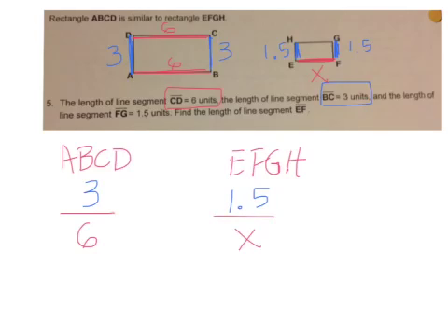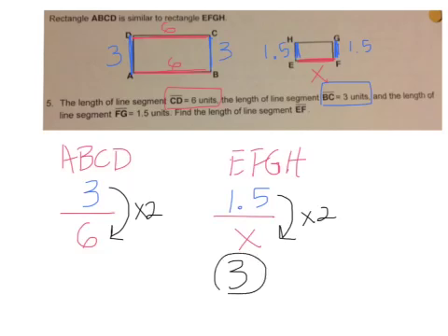Does anyone notice what's happening? The side of the big one turns into the bottom of the big one. How can you go from a 3 to a 6? Hoping some of you guys said it looks like it's twice as big. So I want to do the same thing in my small rectangle. I want to make the side get twice as big to turn into the bottom. So if I do 1.5 times 2, or 1.5 plus 1.5, that should be 3 units. So the answer to number 5, this missing part, the bottom of the small rectangle, is 3.